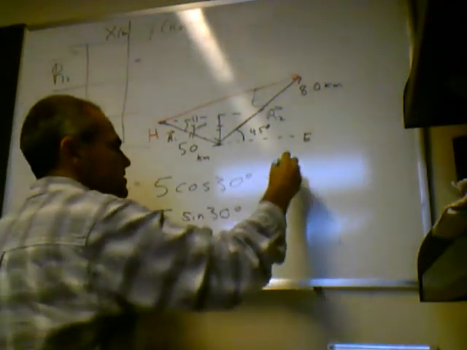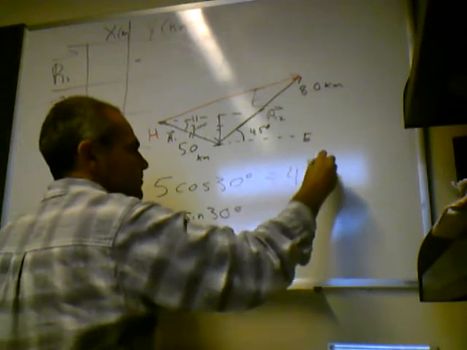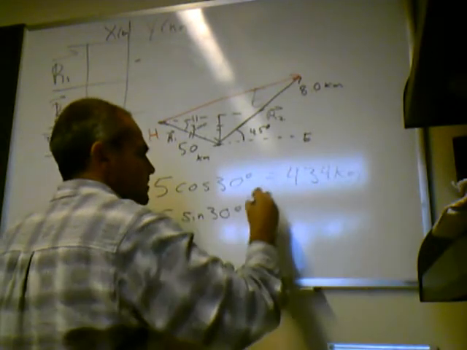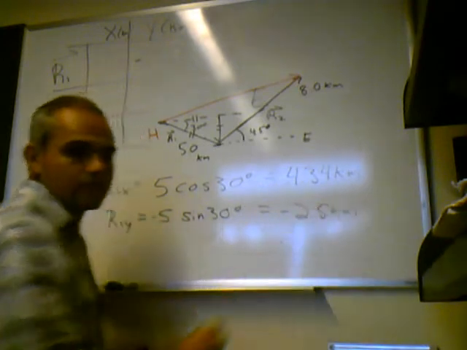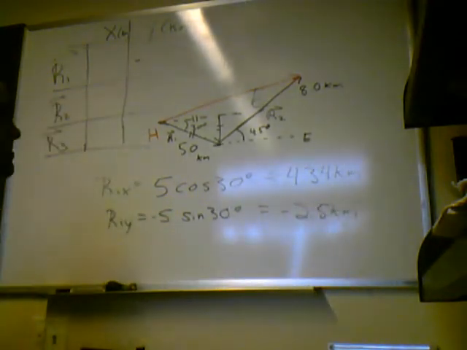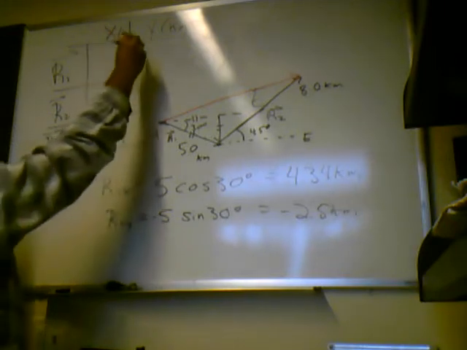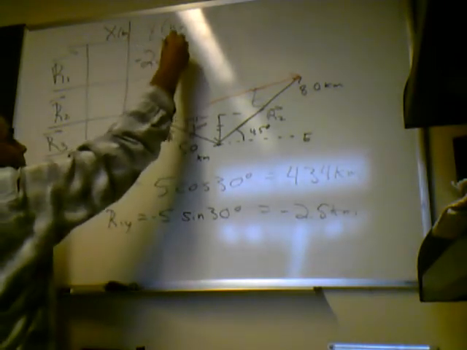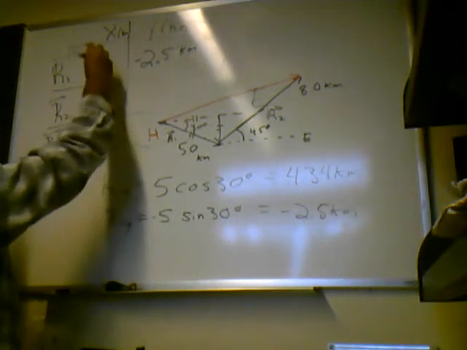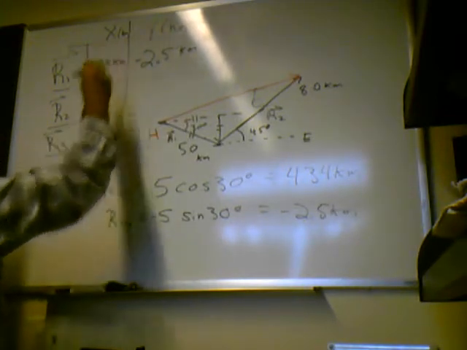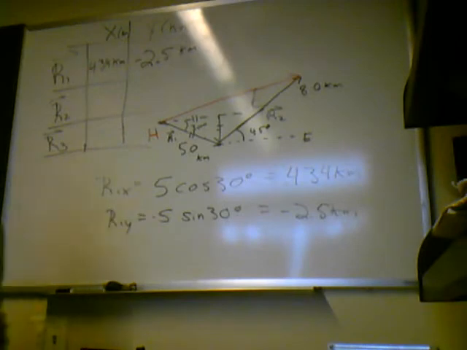So if I calculate this, this is 4.34 kilometers. And this one here is negative 2.5 kilometers. So I can put those two values in here. I have negative 2.5 kilometers in the y direction, and I have 4.34 kilometers in the x direction. Okay, so that's my R1.